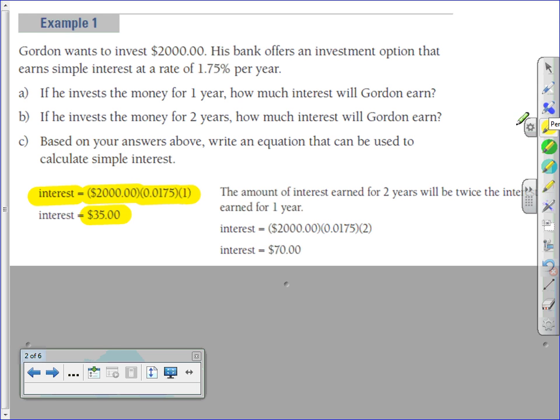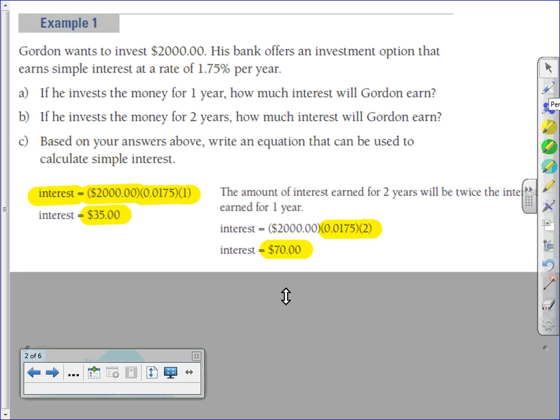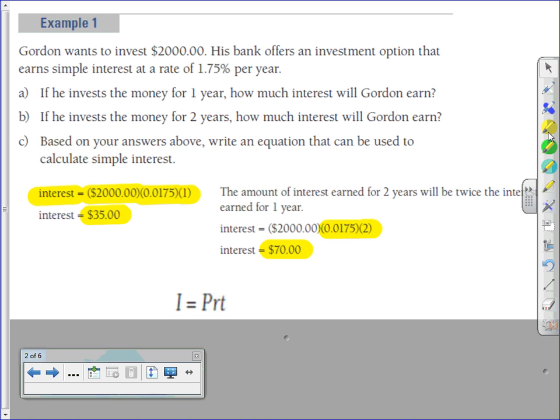If you do it for 2 years, you'll get 1.75% twice, and the amount doubles to $70. And so what we really have done here is we've created a formula that to find the interest, you take the principal amount, which is the original amount you're going to invest, multiply it by the rate, which is your interest rate, and the number of years is your time.